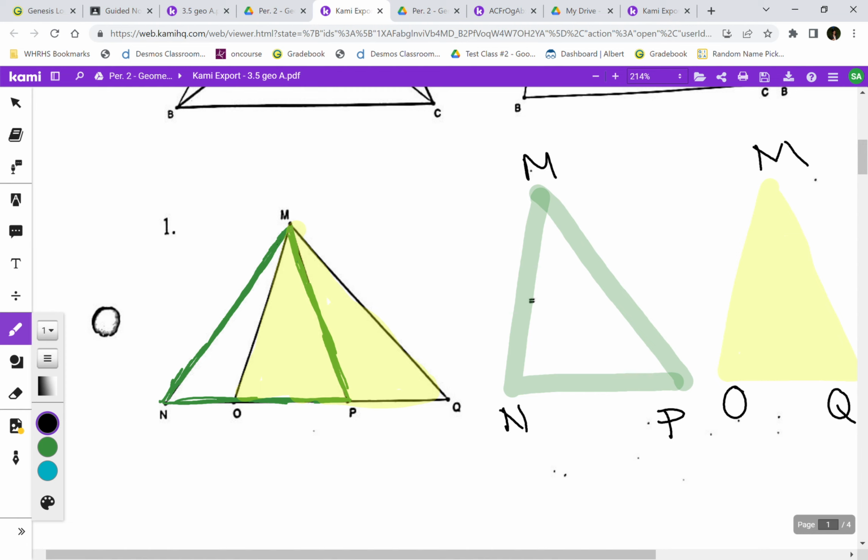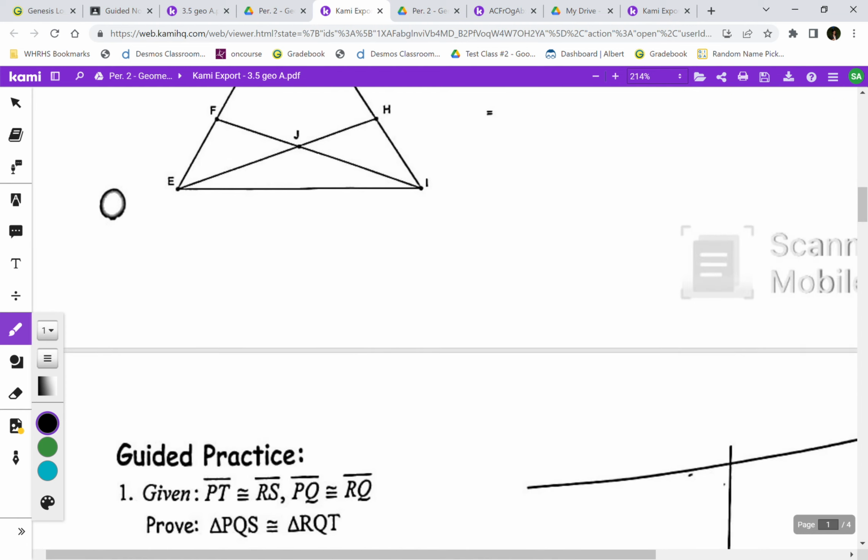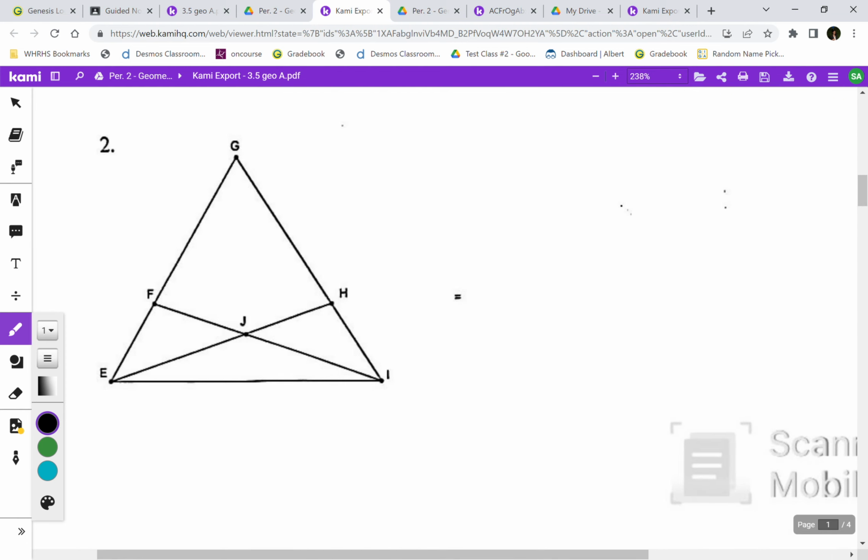So that brings us to number 2. So I asked for 2 pairs of overlapping triangles. The first one that has a reflexive angle, the second one has a reflexive side. Did anybody find either one of those pairs of overlapping triangles? James. Excellent. Now, do they have a reflexive side or a reflexive angle, those two? Those two have a reflexive side.